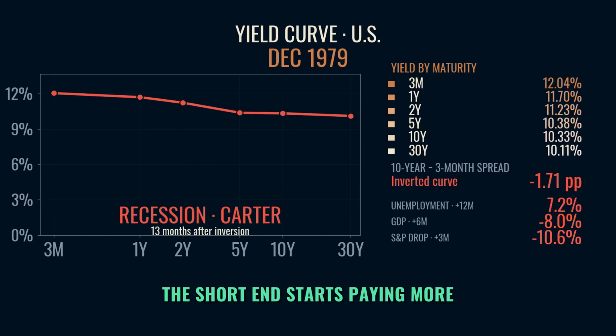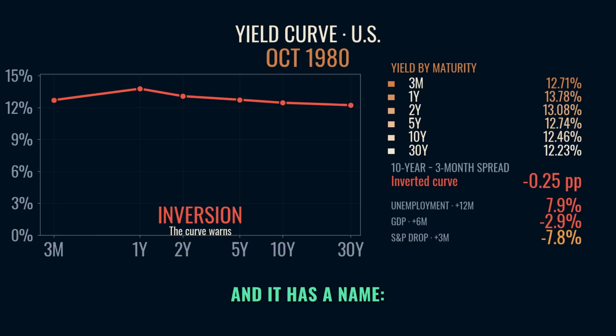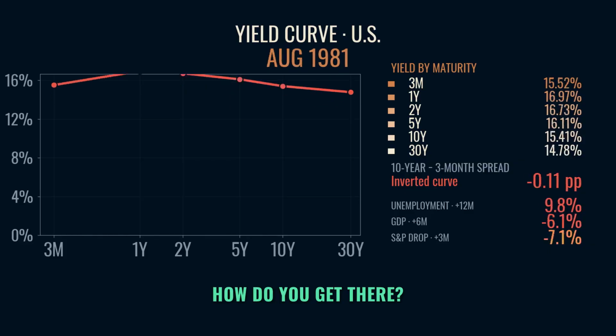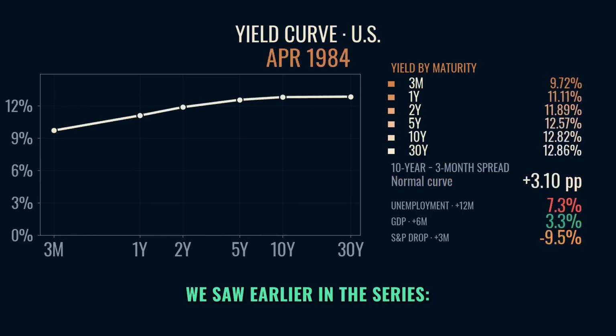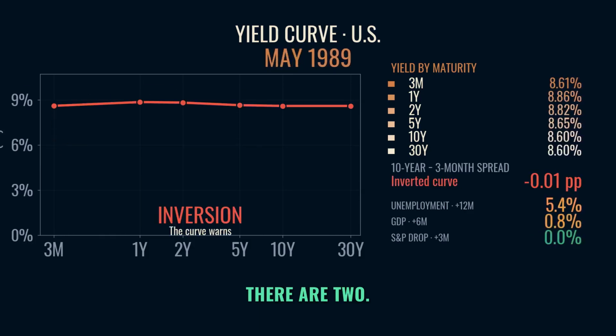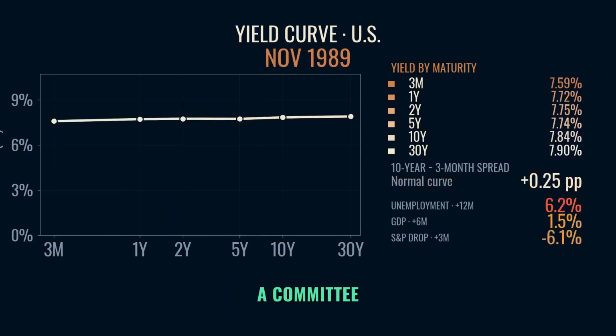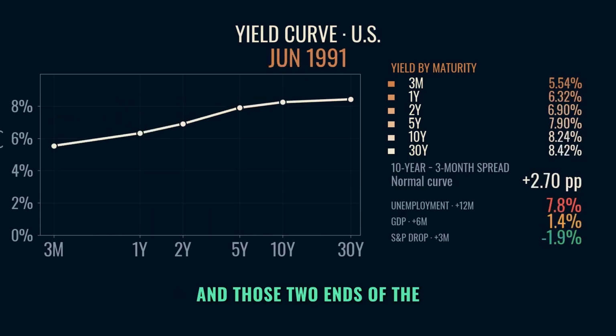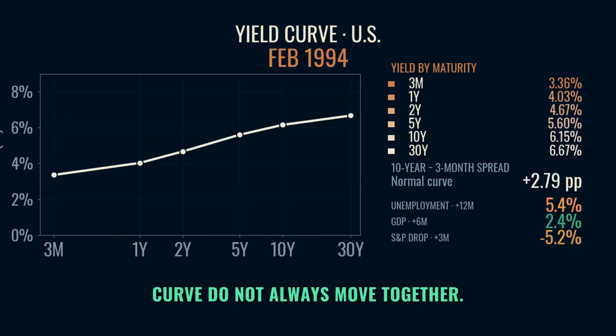When the curve climbs, the world is, let us say, in order. And then, sometimes, the curve flips over, a downward slope. The short end starts paying more than the long end. It is the world upside down, and it has a name, an inverted curve. How do you get there? Here it helps to recall something we saw earlier in the series. There is not one interest rate, there are 2. The short rate is set by a committee, the Fed. The long rate is discovered by the market, and those 2 ends of the curve do not always move together.